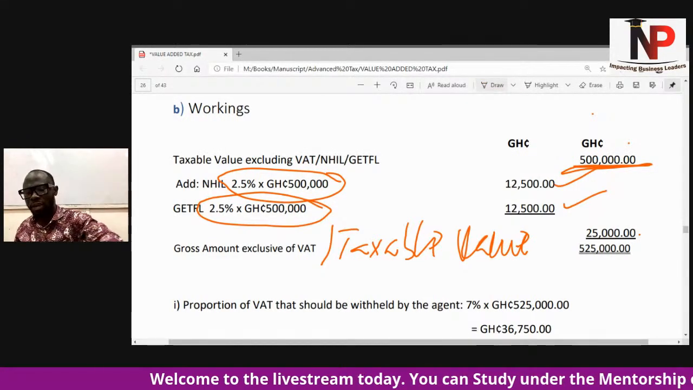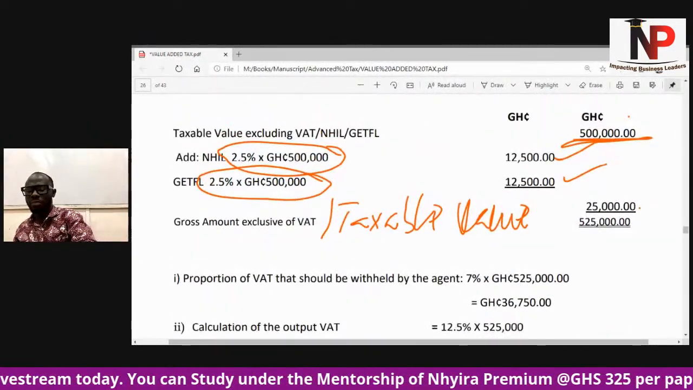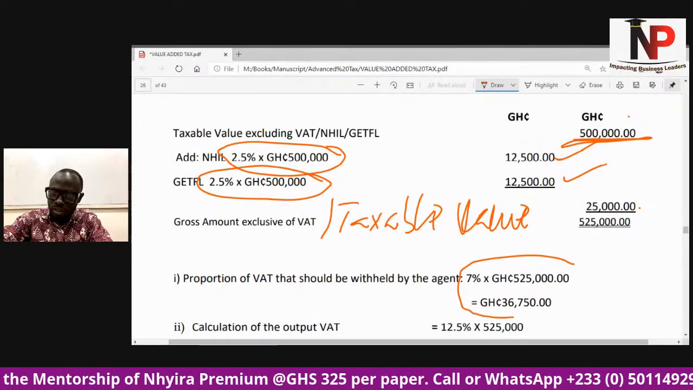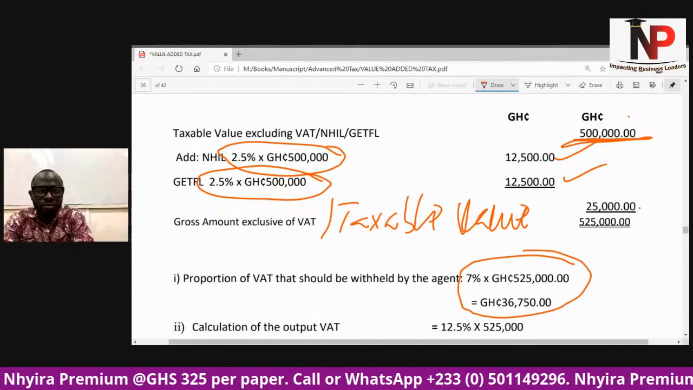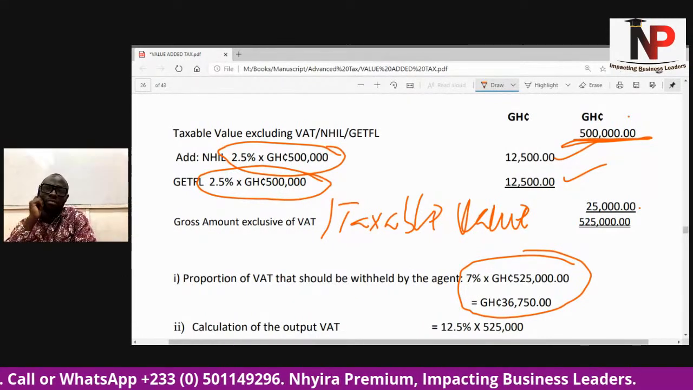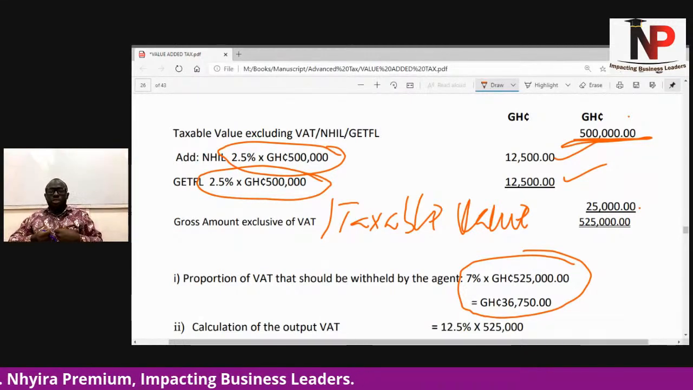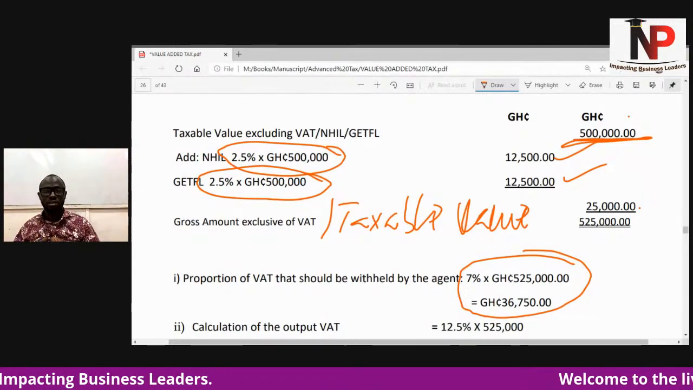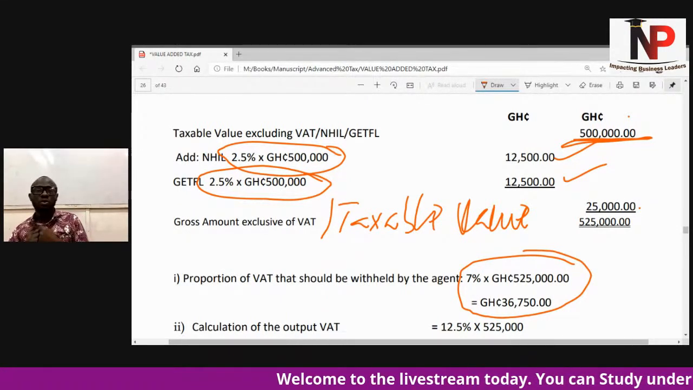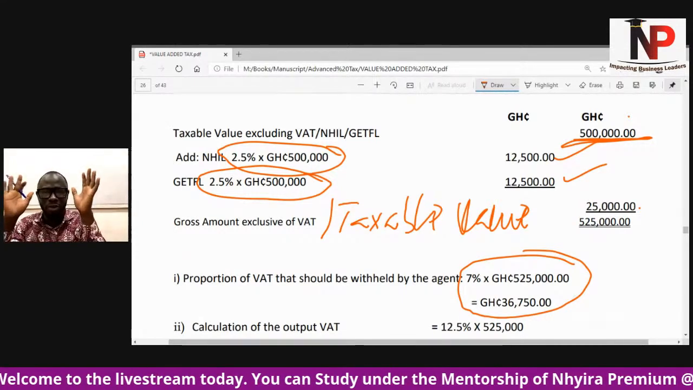So look at what is happening here. The proportion of VAT that should be withheld by the agent will be 7% of the taxable value. I hope you're getting the principle here. 7% of the taxable value. So that will be withheld by St. James, because St. James Enterprise is a VAT withholding agent. I hope you're getting the principle very well.